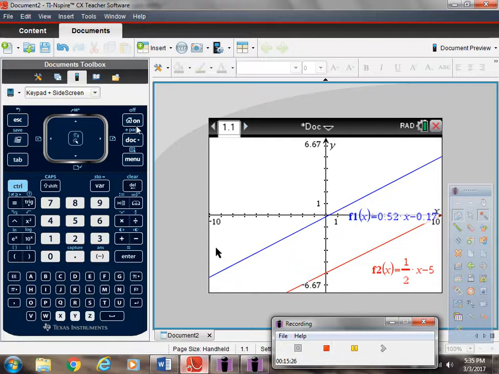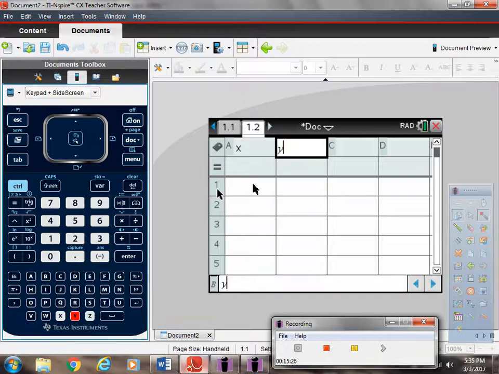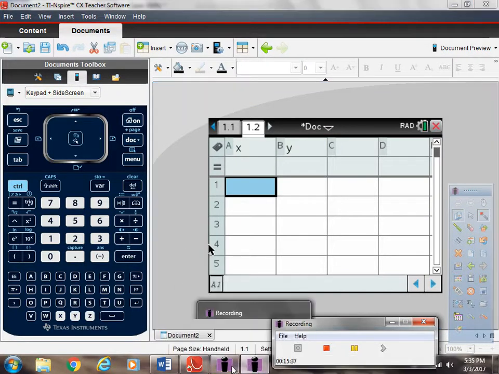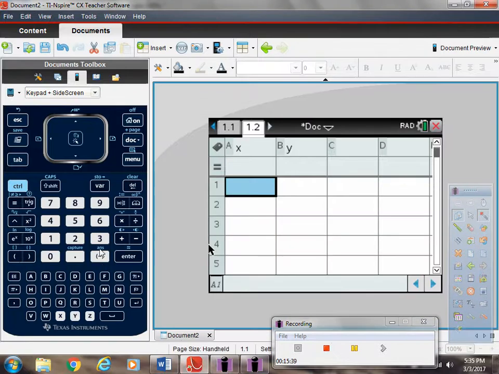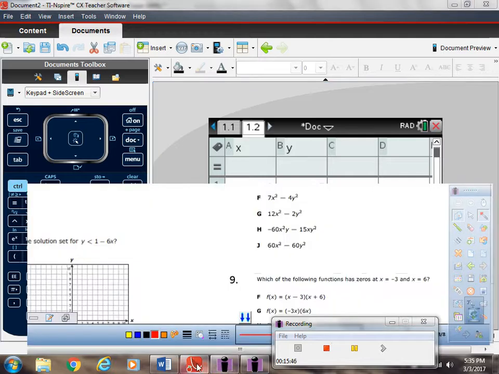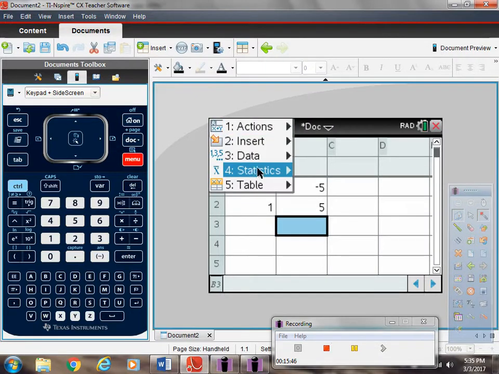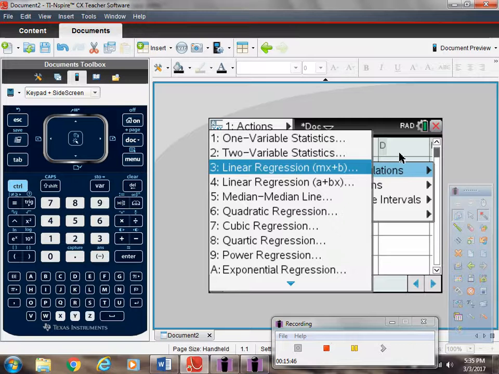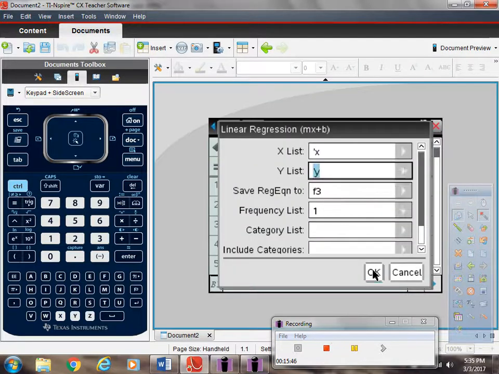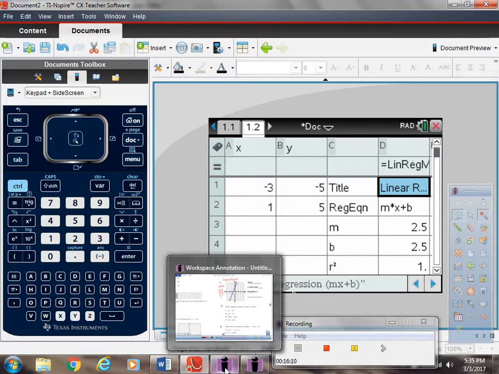So we're going to go over here, use the fourth app. That's our spreadsheet app. We're going to put the X and the Y. We're going to put the 2 points off of that line, which were -3, -5. So -3, -5. And then I'm also going to use 1, 5. So 1 and 5. And all you have to do is menu 4, 1, 3. Click on the X, click on the Y, hit OK. Boom, there's your equation. There's your M, there's your B, and you've got your full equation there. So Y equals 2.5x plus 2.5.